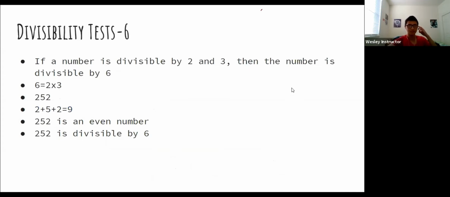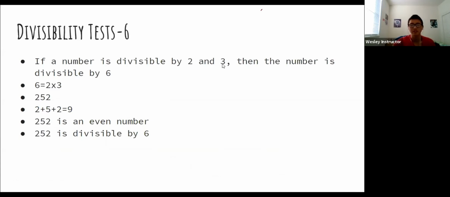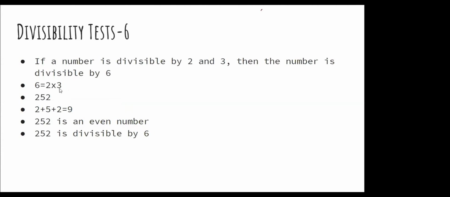So divisibility test 6. There isn't really a rule for this one, but you can combine the previous 2 rules. If a number is divisible by 2 and 3, then the number is divisible by 6. For the 2 divisibility test, if it's an even number, it's divisible by 2. And for 3, it's the same rule as 9: if we add up all the digits and that sum is divisible by 3, then the number is divisible by 3. This is because 6 is a multiple of both 2 and 3, so every multiple of 6 has to be a multiple of 2 and 3.